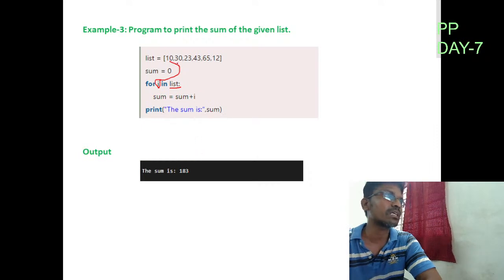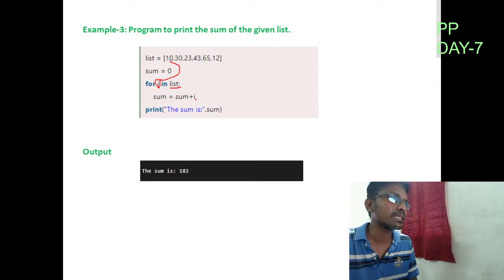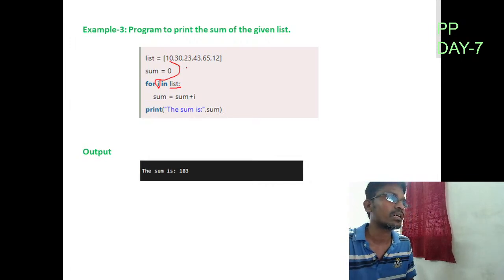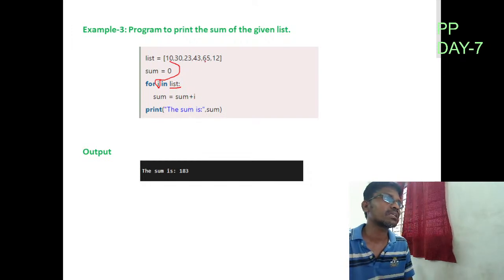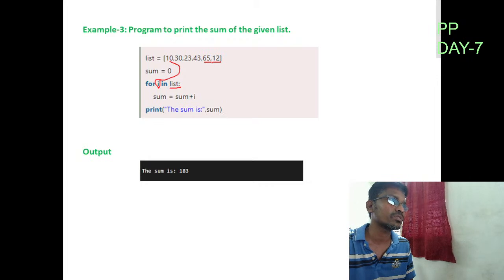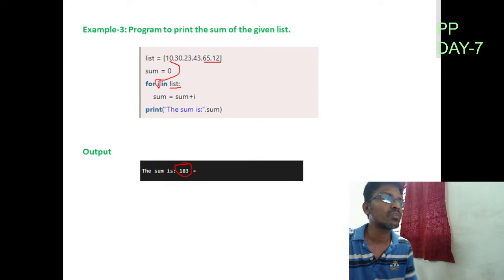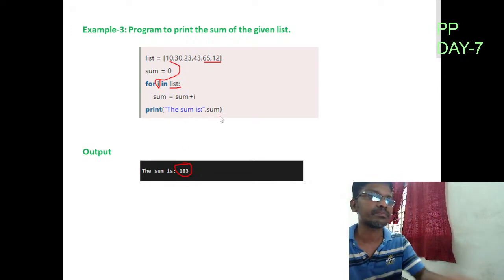So next one is 30, and the previous sum is 10. So 10 plus 30, that is 40, and 23. So the previous sum is 40. So 40 plus 23, that is 63, and 43. So the previous output is 63 plus 43. And similarly it will continue to add one by one element. Then I got the sum value will be 183. So that is a for loop.